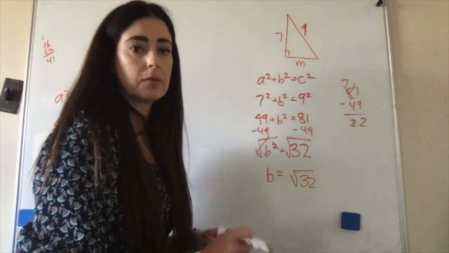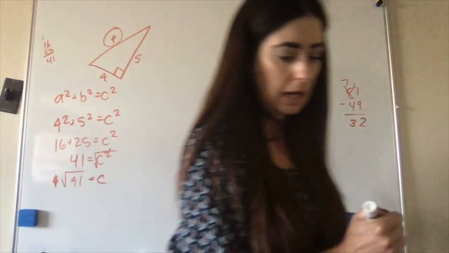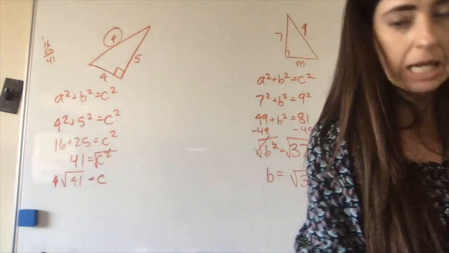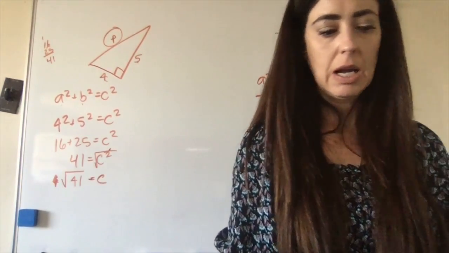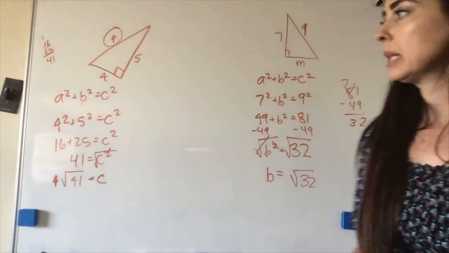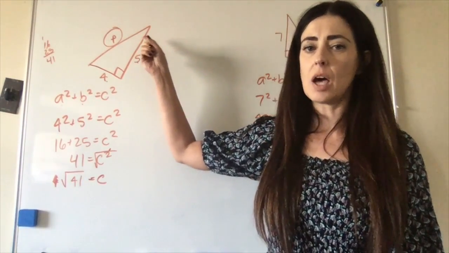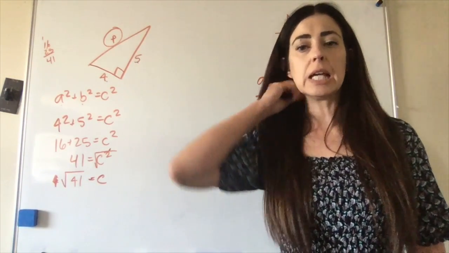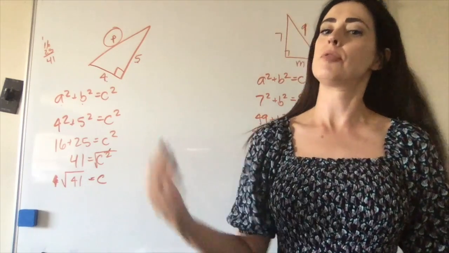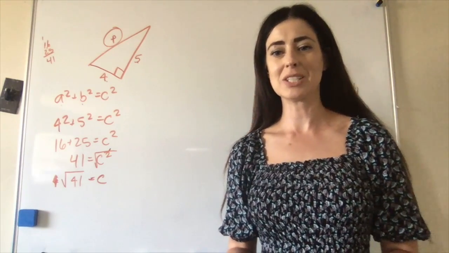Now here we don't have to enter the plus or minus because we know that it cannot be a negative number. So use your formula. Hypotenuse is always c squared. Fill in the numbers, isolate the variable to find the unknown side. If you have any questions, please let me know.